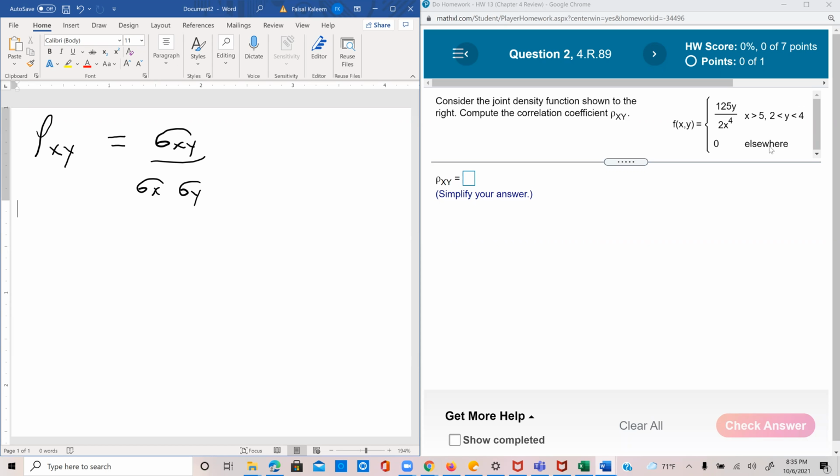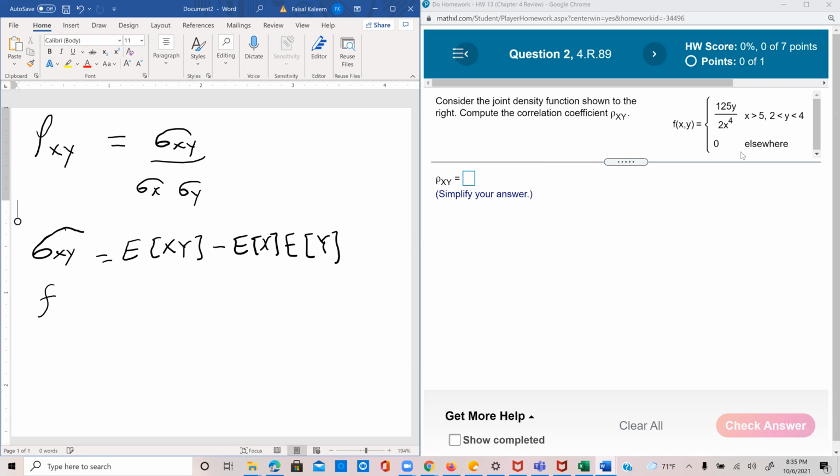Now, covariance of xy is the expected value of xy minus EX times EY. And we know how to find the standard deviations. Okay. Now, in this particular problem, we will use special nature of this function.